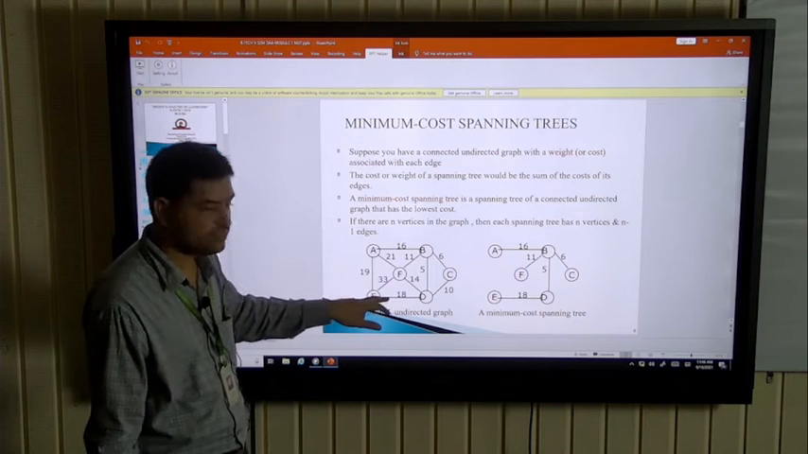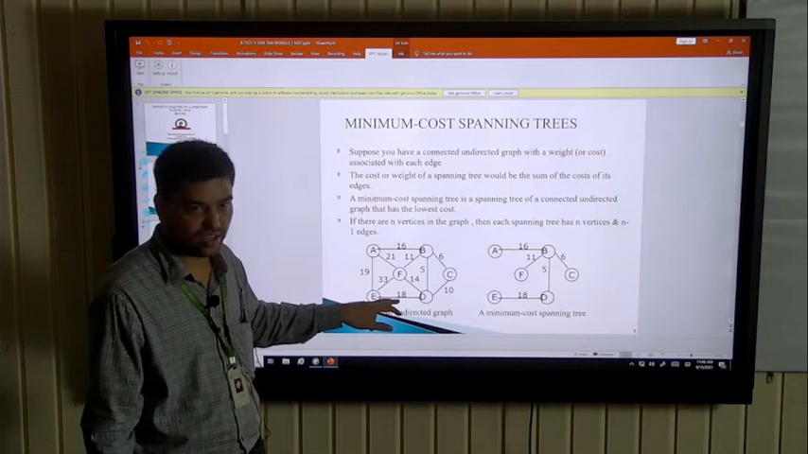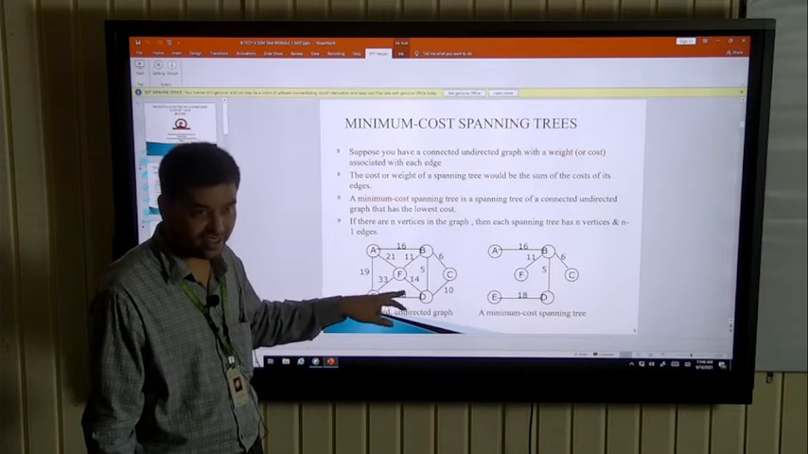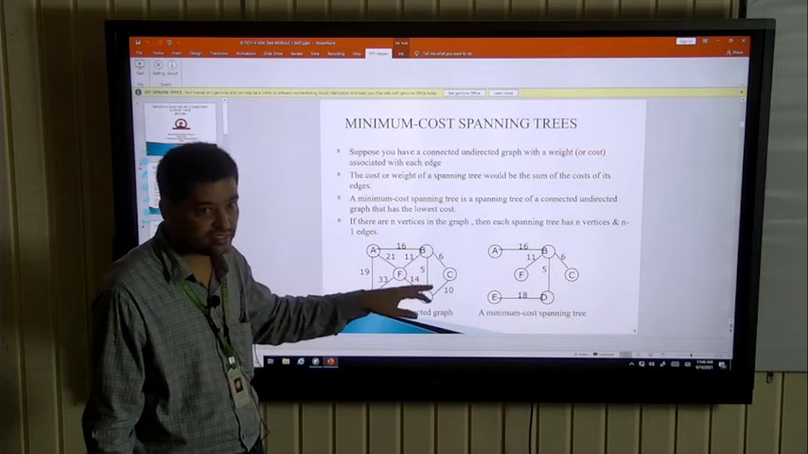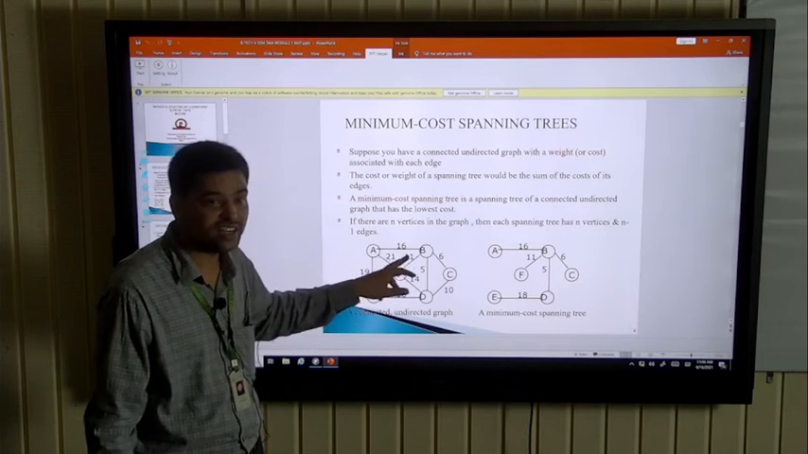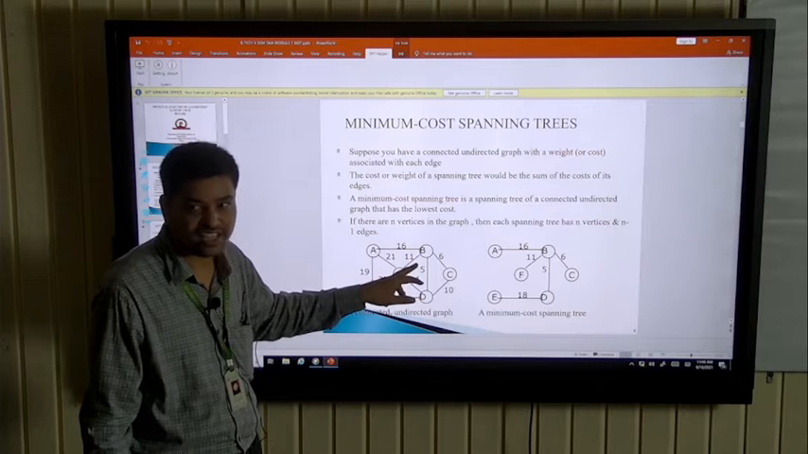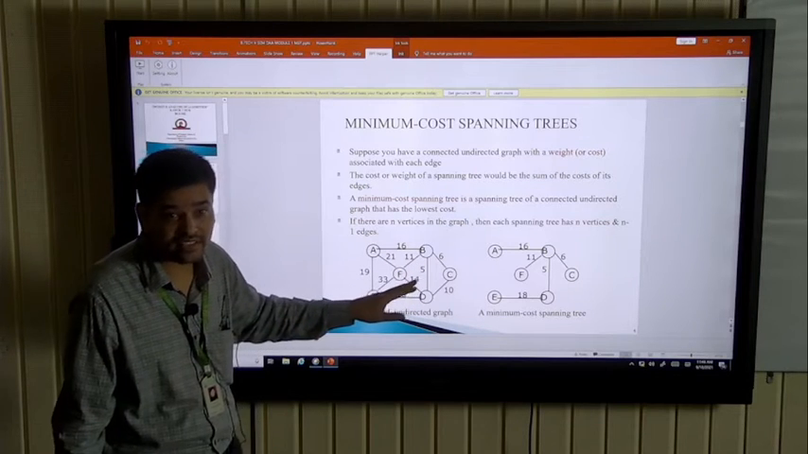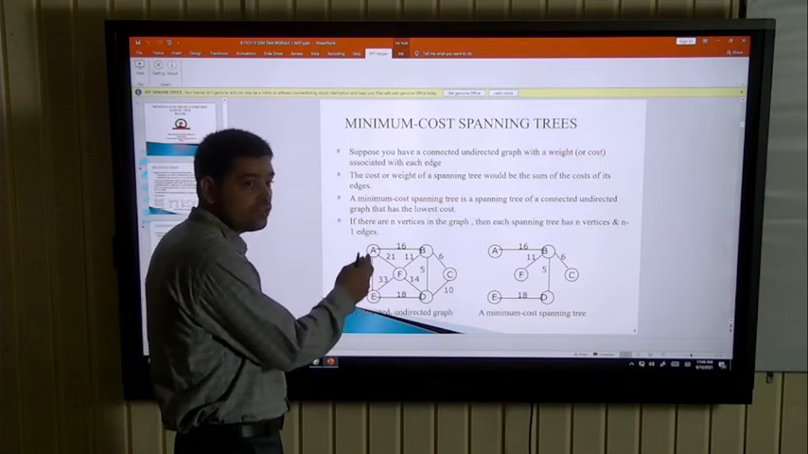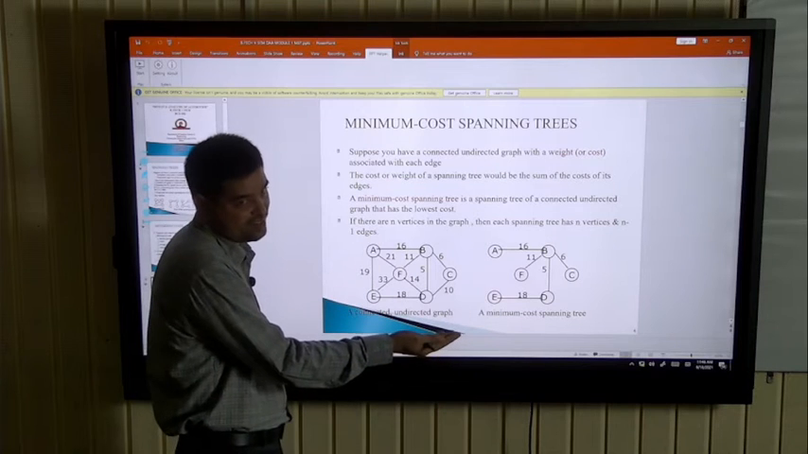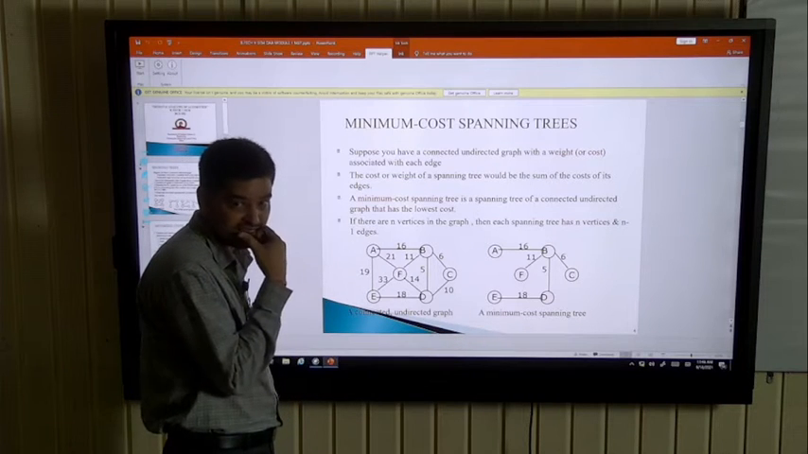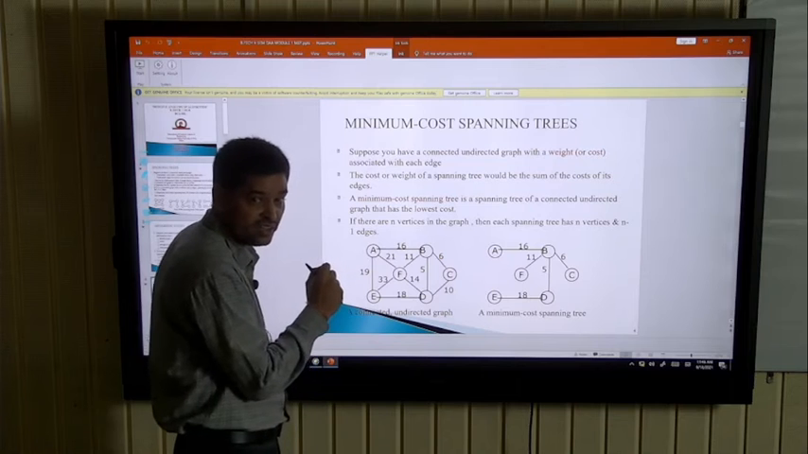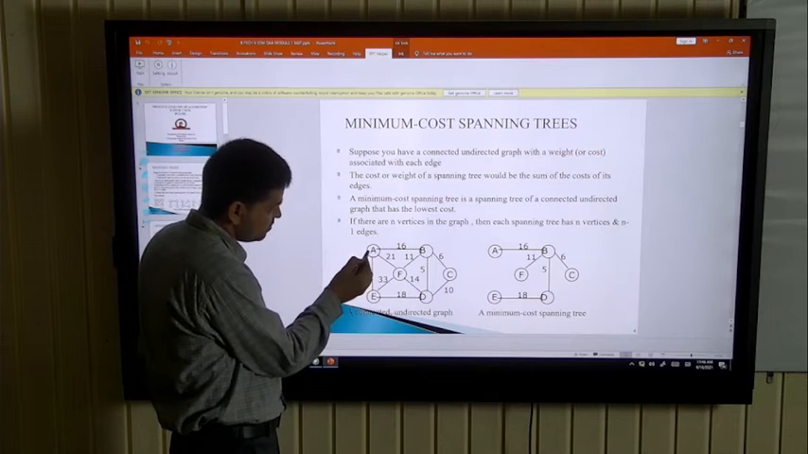So this is the graph, a connected undirected graph. Why is it undirected? Because direction is not associated with each and every edge. Why is it connected? Because we can reach from each vertex to the other vertices. Now these are the spanning trees. How many nodes?